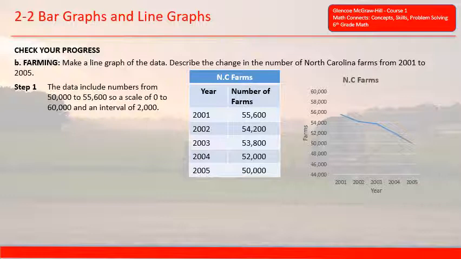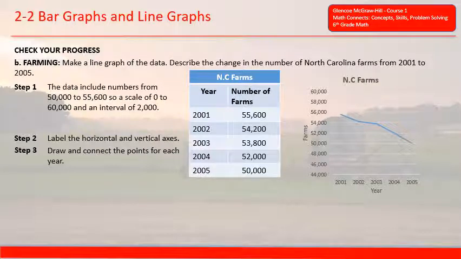So a scale of 0 to 60,000 and intervals of 2,000 makes sense. But what you're seeing is 44,000 to 60,000, so it's a piece of the line graph. Step 2, label the horizontal and vertical axis. So we've done that with farms on the vertical and year on the horizontal. Draw and connect the points for each year.